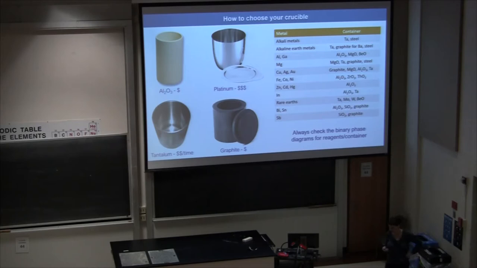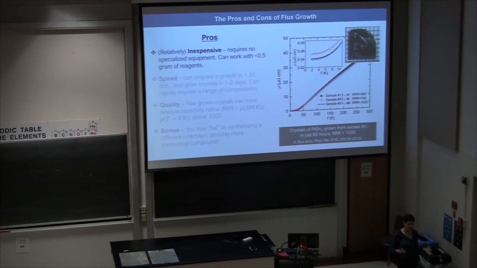Okay, so just to wrap up the introduction to flux, I wanted to break down the pros and the cons of this method. So the big picture pro of flux growth in my books is that it's extremely well suited to exploratory synthesis. And these are all reasons why that's true. So the first is that it's relatively inexpensive. It doesn't require any large-scale infrastructure. You can put together a growth using relatively little reagents. Even if the metals that you're working with are quite expensive, you can get away with using less than 0.5 gram for just a sample growth.